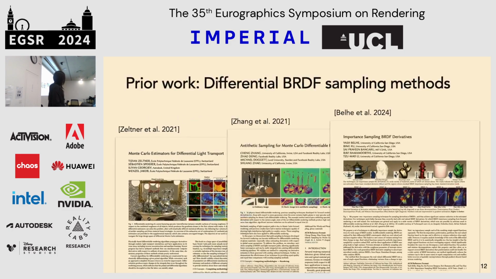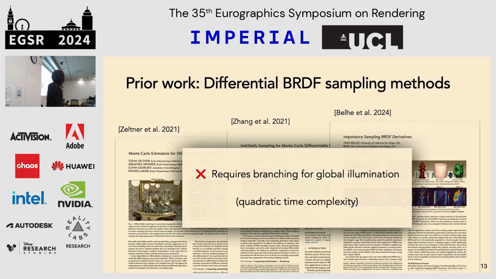To this end, methods have been developed to importance sample the derivatives of various BRDFs, which are used in surface rendering. These methods can greatly reduce the variance of estimated derivatives, but a major limitation is that for global illumination, they require a recursive radiance estimate at each scattering event. This branching causes quadratic time complexity.